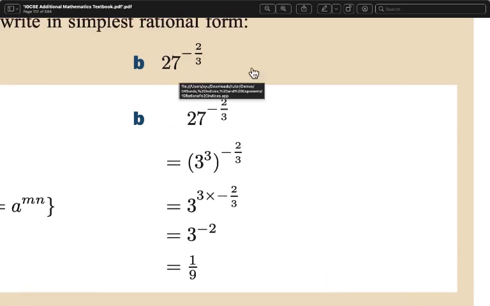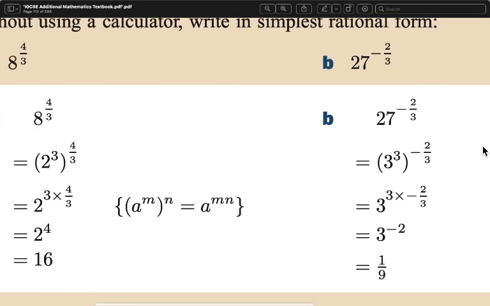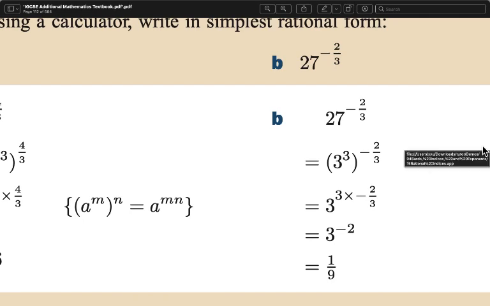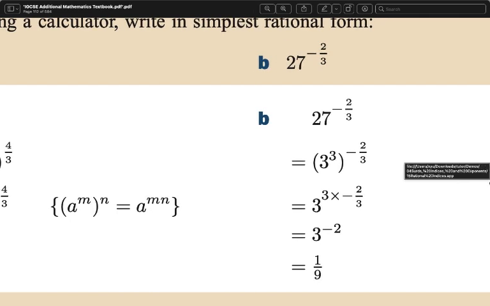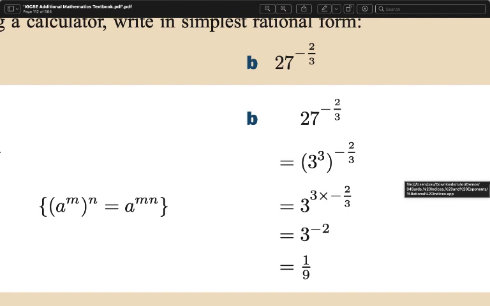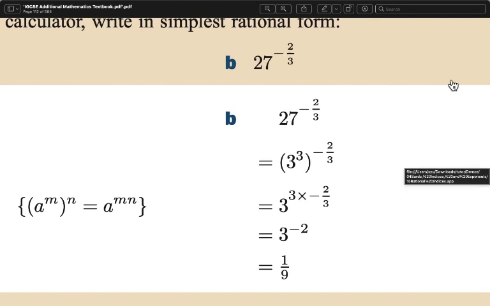27 to the power of minus 2 over 3, as 27 can also be further broken down into 3 cubed. The power can be multiplied, as a to the power of m, to the power of n, equals a to the power of mn. So 3 times negative 2 over 3, which equals 3 to the power of negative 2, equals 1 over 9.